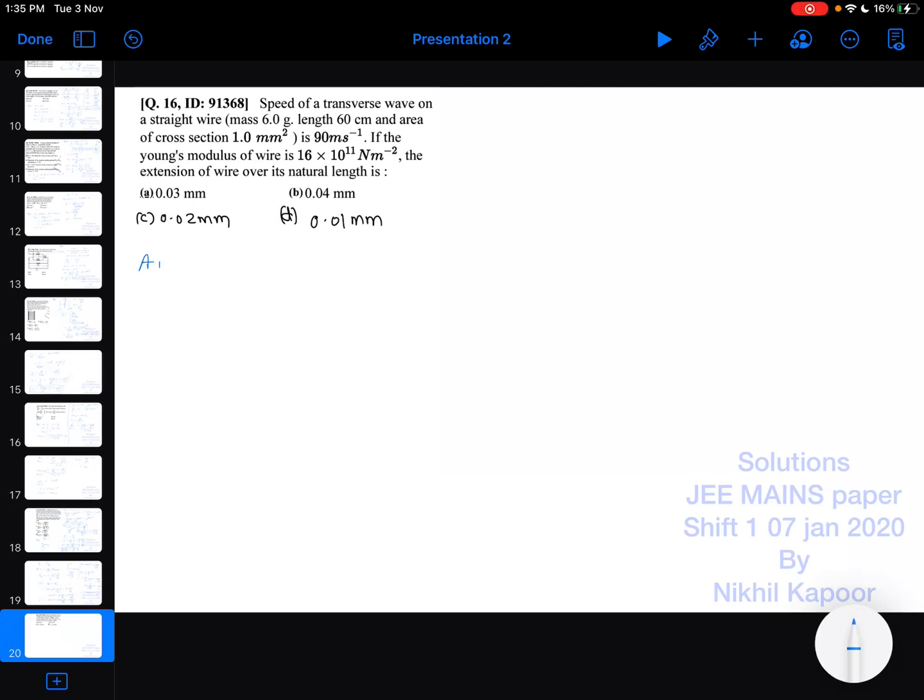So let's start with the 16th example, and what is said here. The speed of transverse wave on a straight wire of mass equal to 6 gram and length equal to 60 centimeter. The area of cross section of the wire is 1 mm square and its velocity is 90 meter per second. If Young's modulus of the wire is 16 into 10 to the power 11 Newton per meter square, what is the extension in the wire, that is, what is the change in length?